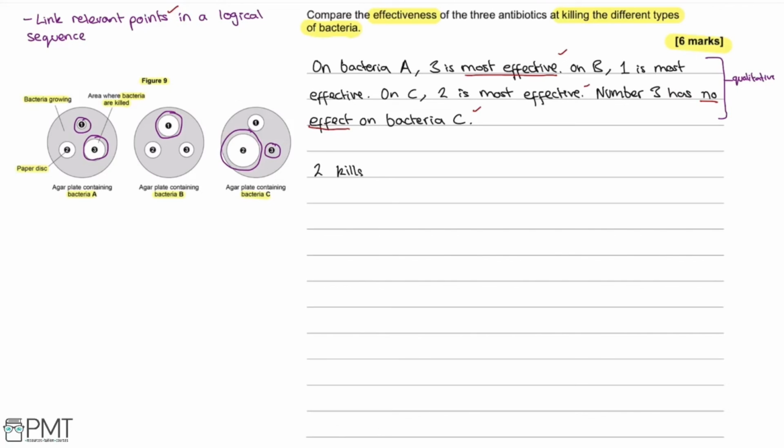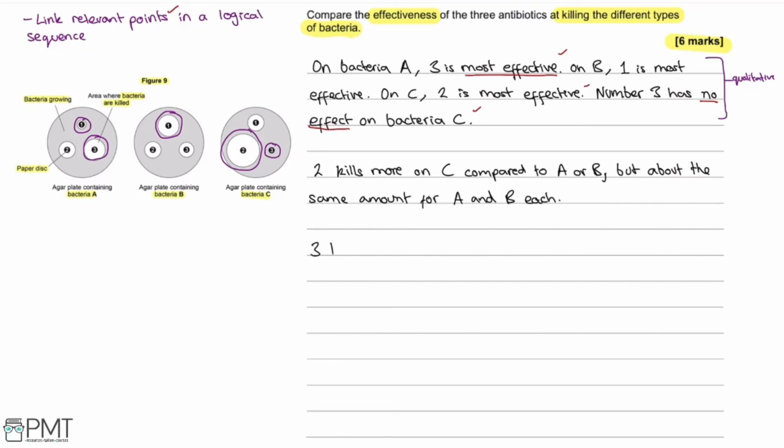So now you want to start to compare the effectiveness, because that's what the question's asking you to do. So you might look at the biggest one, which is 2, and comment that 2 kills more on C compared to how much bacteria kills on A or B, but it kills about the same amount for A and for B each, because if you look at the bacteria A, so the first agar plate, and the bacteria B, the second agar plate, you can see that the values for 2 and 2 are quite similar. The circles are about the same size.